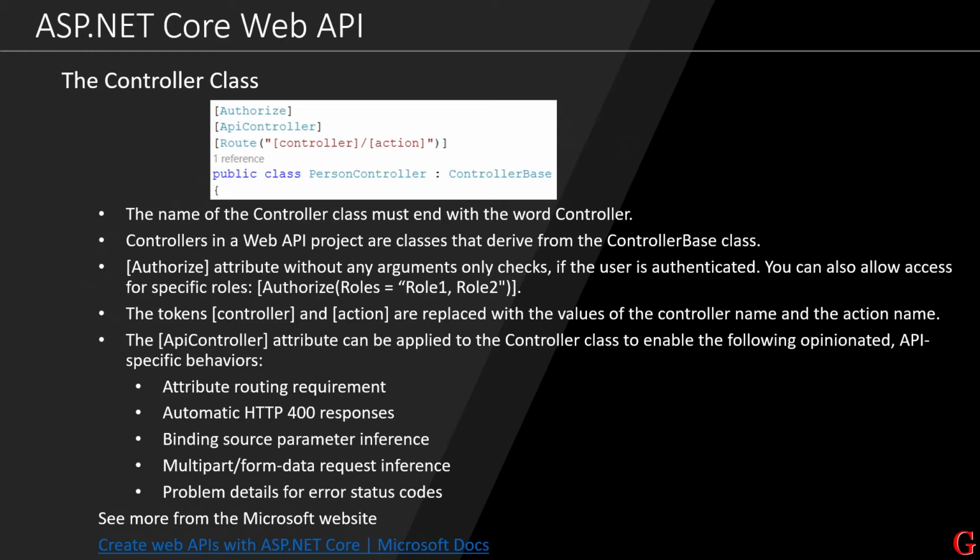You can also allow access to the controller for specific roles. In this video, we use token replacement in attribute routes at the controller level. This means that the tokens controller and action are replaced by the controller name and the action name. There is a list of behaviors provided by the ApiController attribute. Next, we compare IActionResult and ActionResult of T with each other.